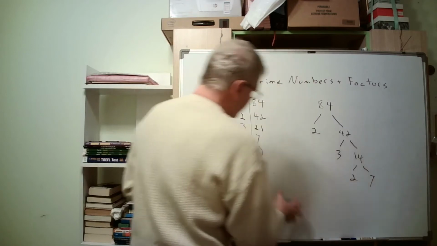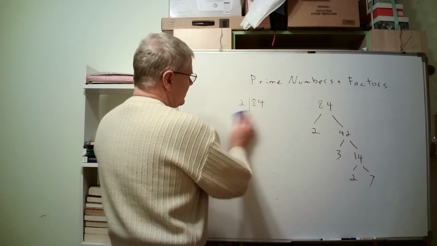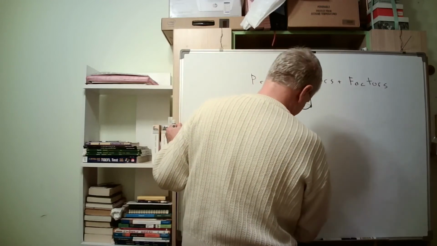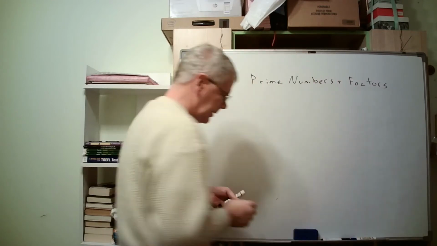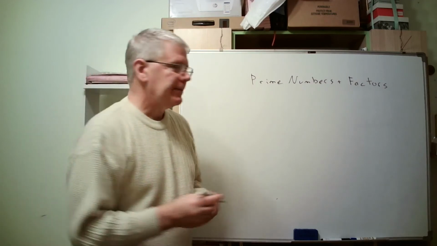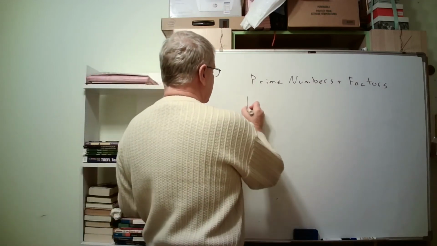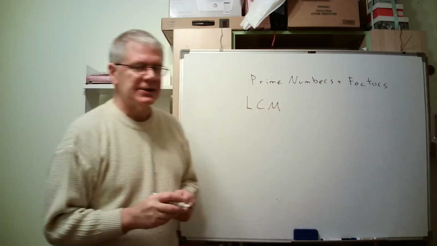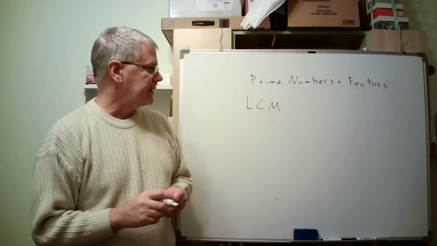So why do we want to do that? And I'm going to demonstrate more of this on the document camera, on paper. But let's just talk about why we want to do this. We need least common multiple. So this is the smallest number that's a multiple of the 2 numbers.